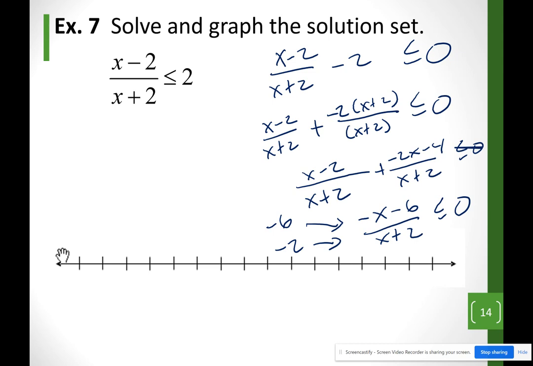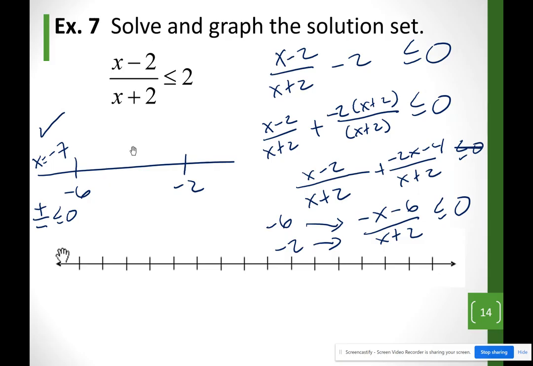Okay, so I was thinking negative 6, negative 2. I thought of a number less than negative 6. Actually, when I was working this, I was thinking of negative 7. Negative 7, negative of negative is positive. Positive 7 minus 6 is positive. Negative 7 plus 2 is a negative. Yeah, this one works.